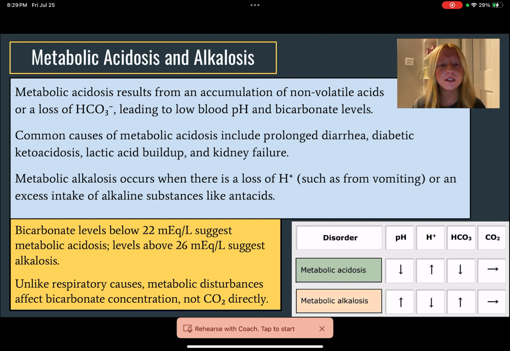Metabolic alkalosis occurs when there is a loss of protons from vomiting or an excess intake of alkaline substances like antacids. Bicarbonate levels below 22 milliequivalents per liter suggest metabolic acidosis, and levels above 26 milliequivalents per liter suggest alkalosis.